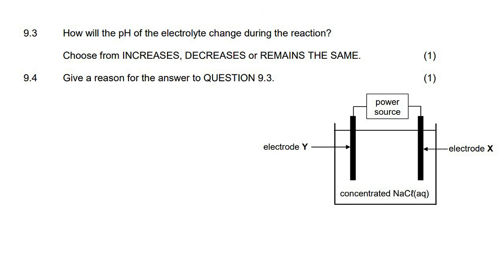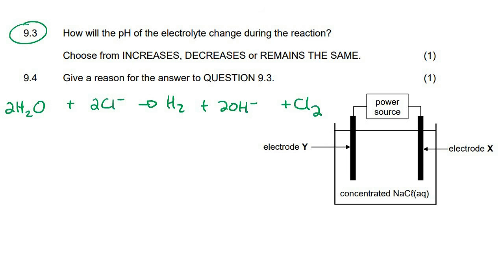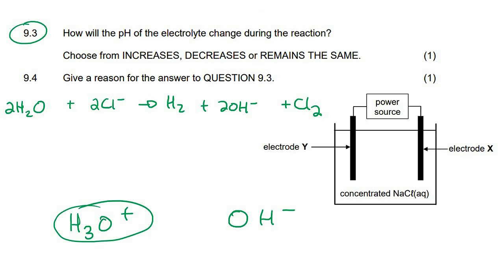This question over here says, how will the pH of the electrolyte, which is the solution, change? Now, let's go get the reaction that we got. The overall reaction after we balanced it is 2H2O plus 2Cl minus gives us hydrogen plus 2OH minus plus Cl2. Whenever we talk about pH, we need to think about the 2 main components, which are H3O plus and OH minus. When H3O plus goes up, your pH goes down.